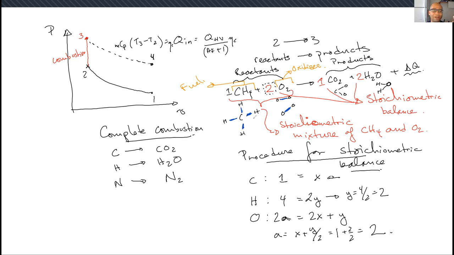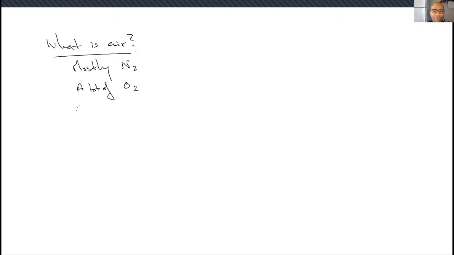Now, what about air? What if I had methane but burning with air? The first question is, what's air? I'm going to clear all of the drawings. So, what is air? Well, air is itself a mixture of mostly oxygen. Oh, sorry, that's not true. It's mostly nitrogen, a lot of oxygen, and then there's some trace gases.